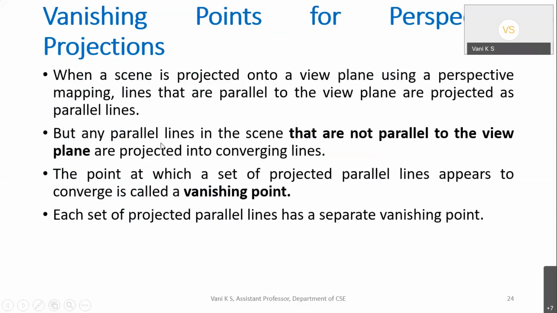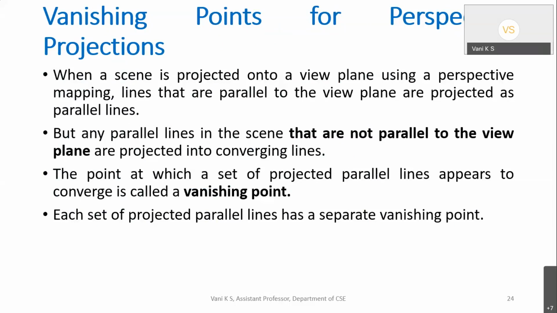There will be some lines in the scene. Any parallel lines in the scene that are not parallel to the view plane are projected into converging lines. The point at which they converge, we call a vanishing point. Do you understand the definition of this vanishing point?